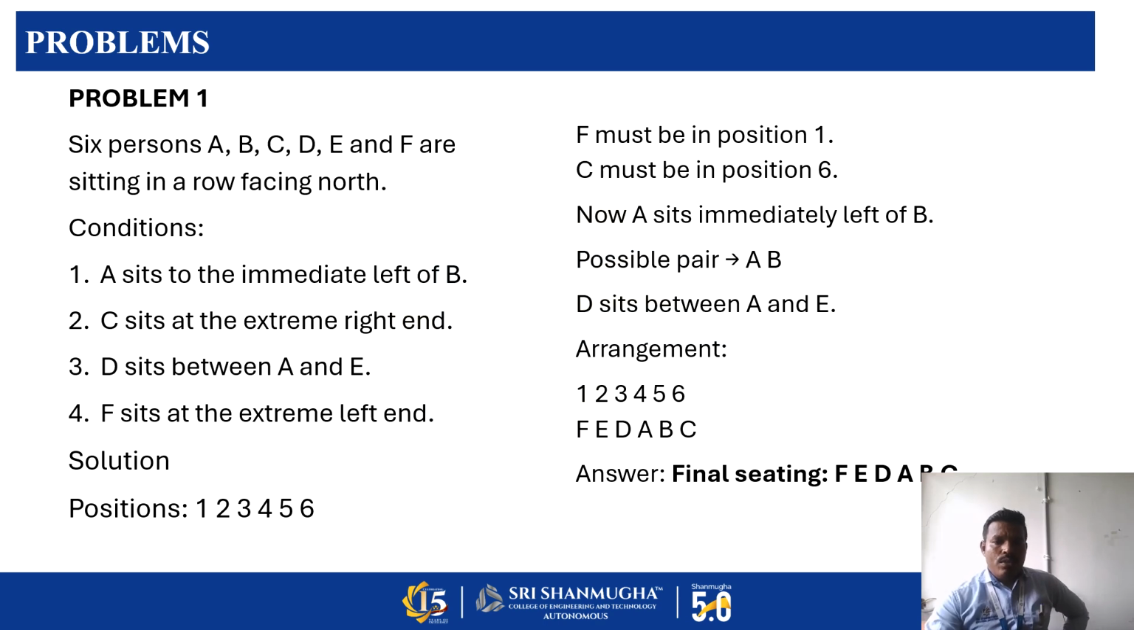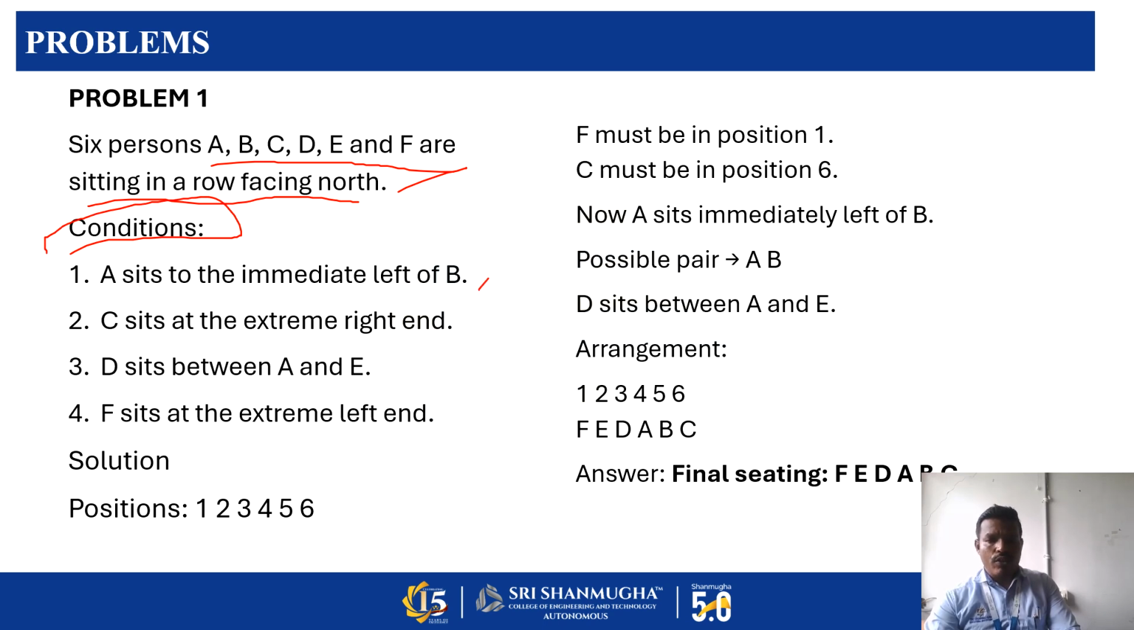Problem 1: six persons, A, B, C, D, E, and F, are sitting in a row facing north. So this one is a straight line. The conditions are important. A sits immediate left of B. C sits at the extreme right end. D sits between A and E. F sits at the extreme left end. First we need to see the solution.